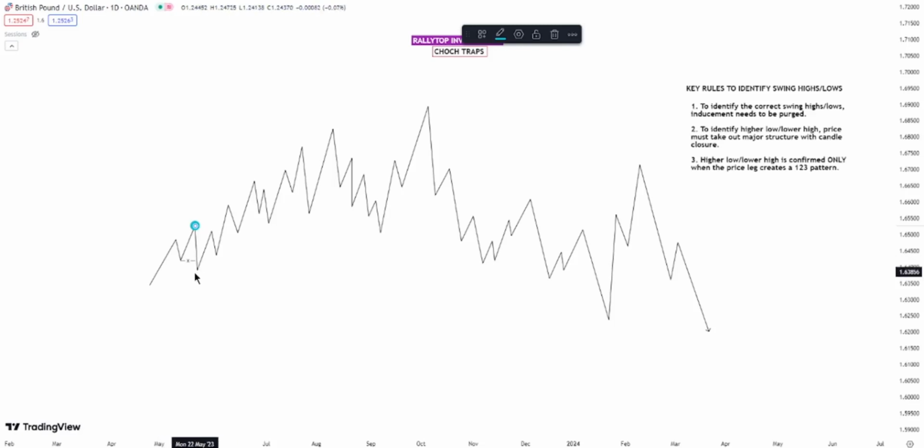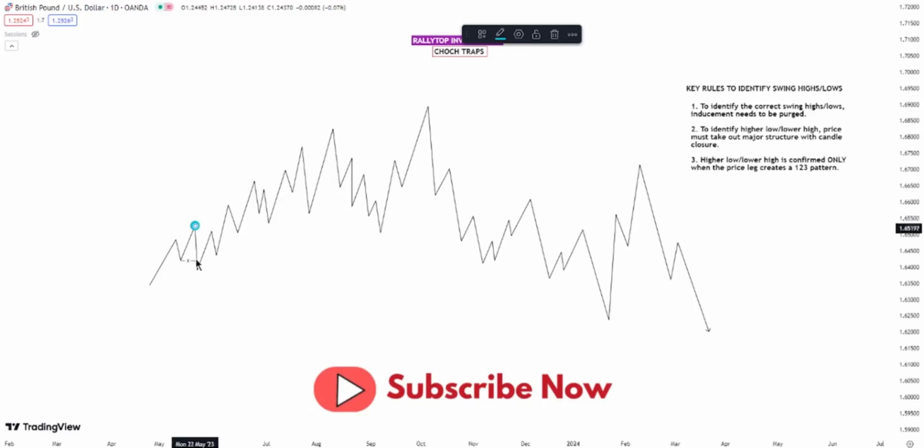And what is the 1, 2, 3 pattern? Look at it. 1, 2, 3. That leads to this break of structure. All right? 1, that is impulse, correction 2, impulse again 3. Without you seeing this 1, 2, 3 pattern, this low cannot be validated as a higher low to support this higher high. No, it cannot be validated. So now we have the 1, 2, 3 pattern.